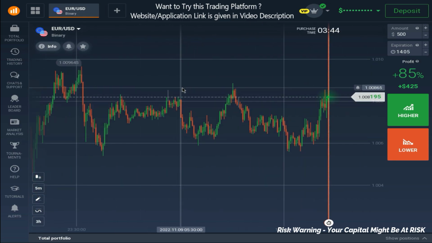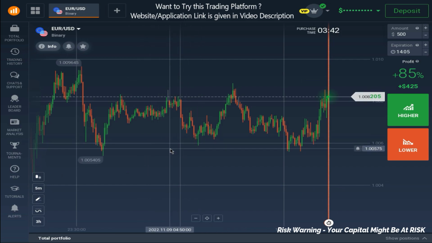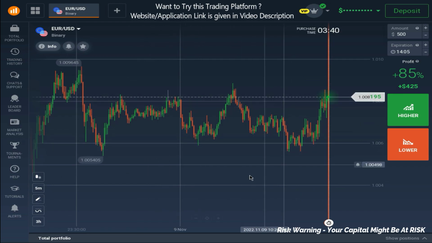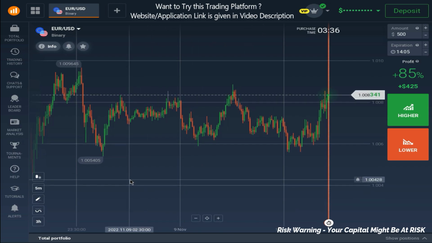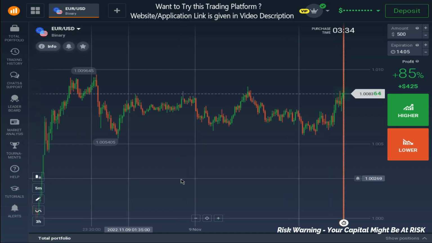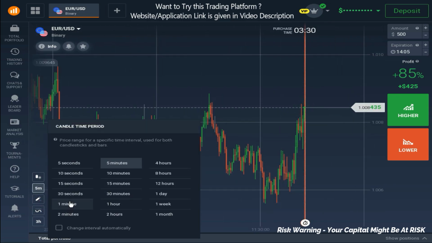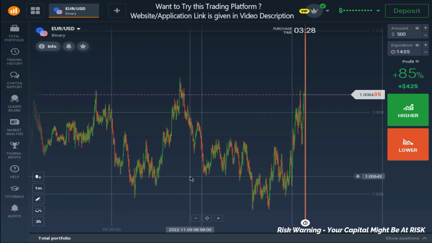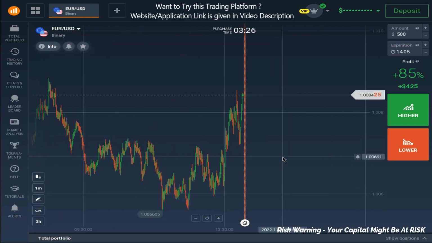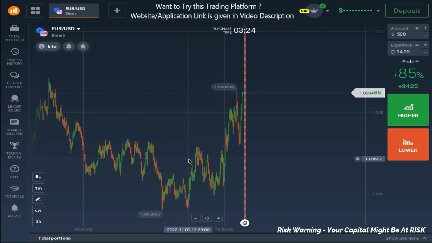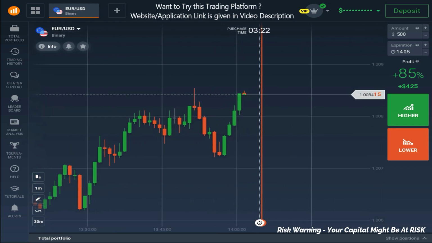This is the resistance and this is the support range, and the market has been moving in between for the last 13 to 14 hours, which makes this range even stronger. So what we are going to do here is wait for the market to hit either of the range, and if we get rejection, we are going to place the trade.